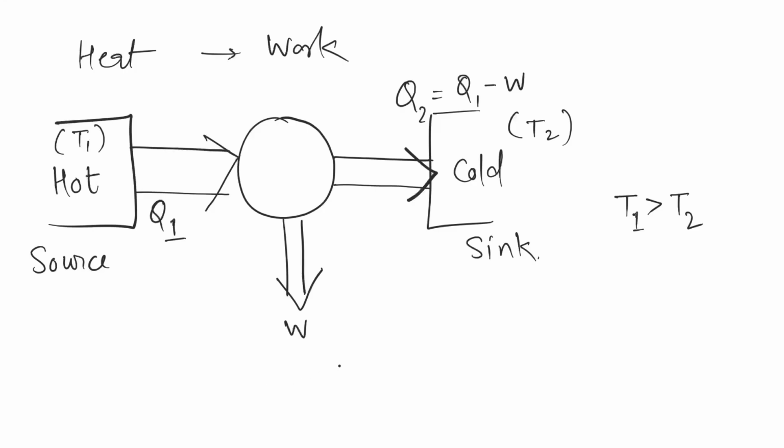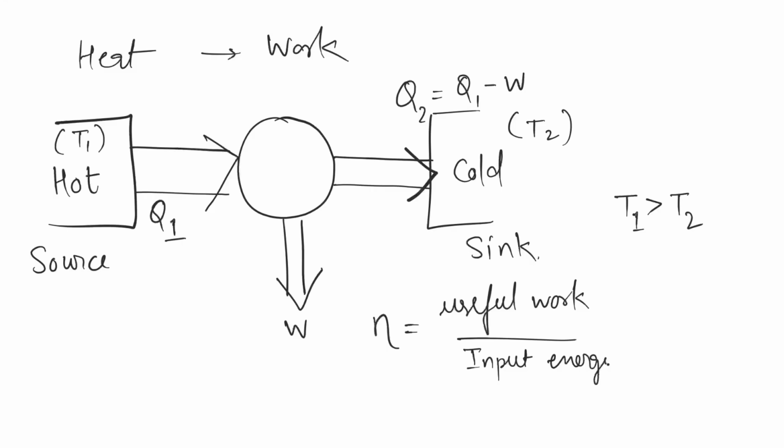Now the next part is the efficiency of the heat engine. If we calculate the efficiency, then we know from the formula that efficiency is the useful work divided by the input energy. So useful work in the case of a heat engine is W and the input energy is Q1.